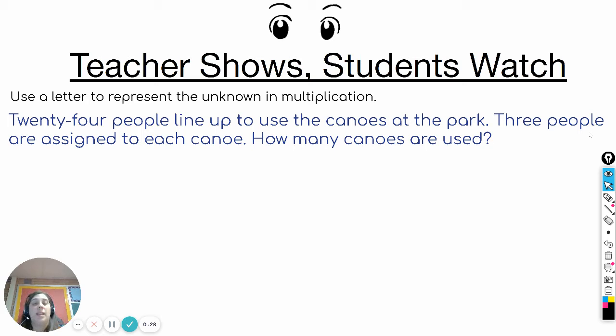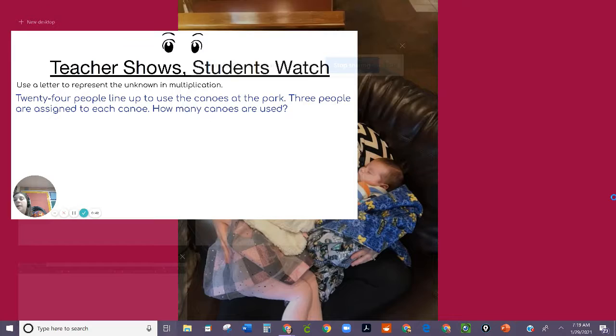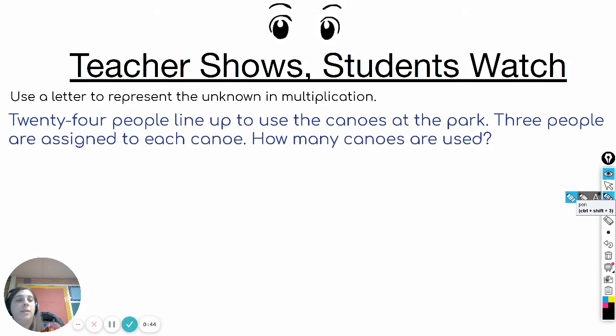First, I'm going to show you an example of what we're going to be doing, so I want you to just watch. In this one, I'm going to be using a letter to represent the unknown in multiplication. So here's my problem. 24 people line up to use the canoes at the park. Three people are assigned to each canoe. How many canoes are used?